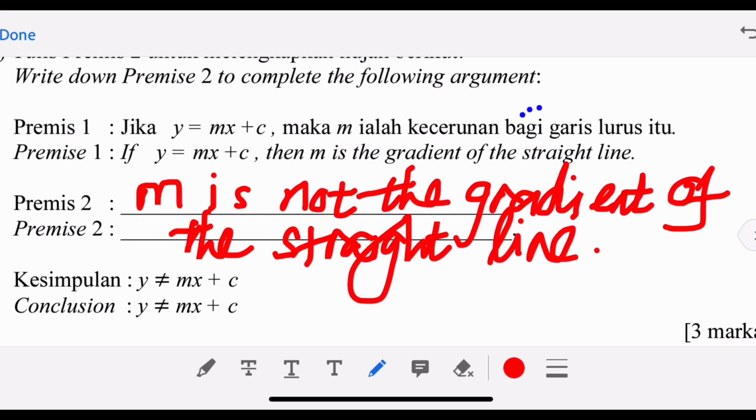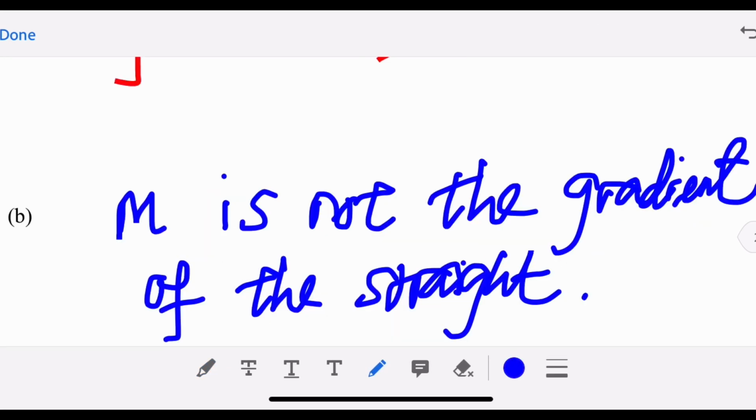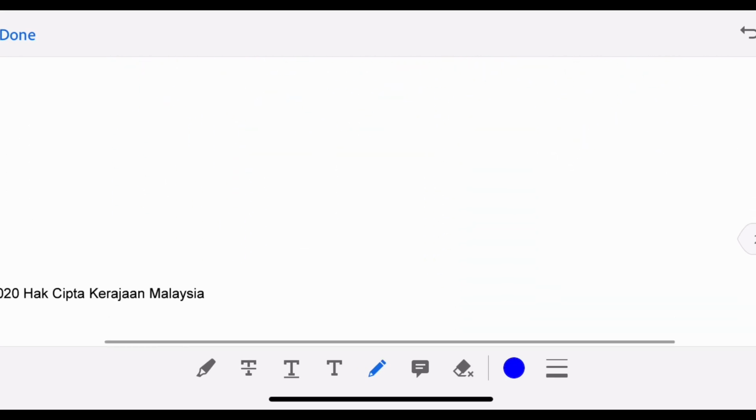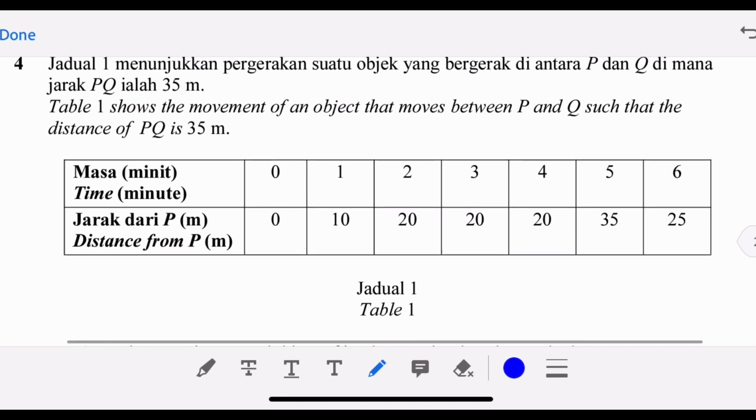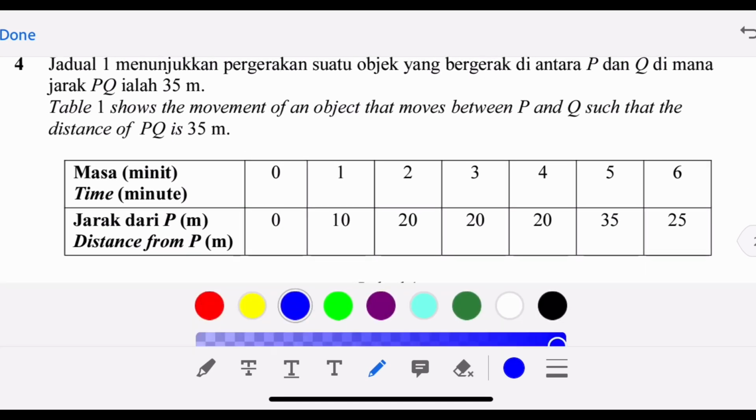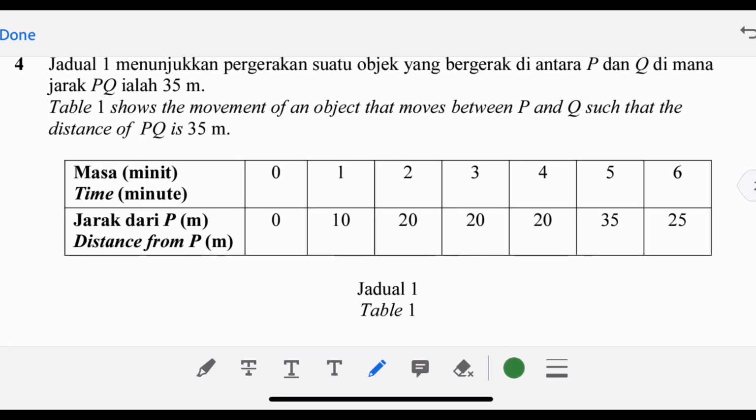Okay, so we have completed the math reasoning. During the exam, you need to write your answer in the answer space. M is not the gradient of the straight line. Make sure you write the NOT. And then we'll discuss the next question, which is about the speed, time, and graph, and how to draw the speed time graph.